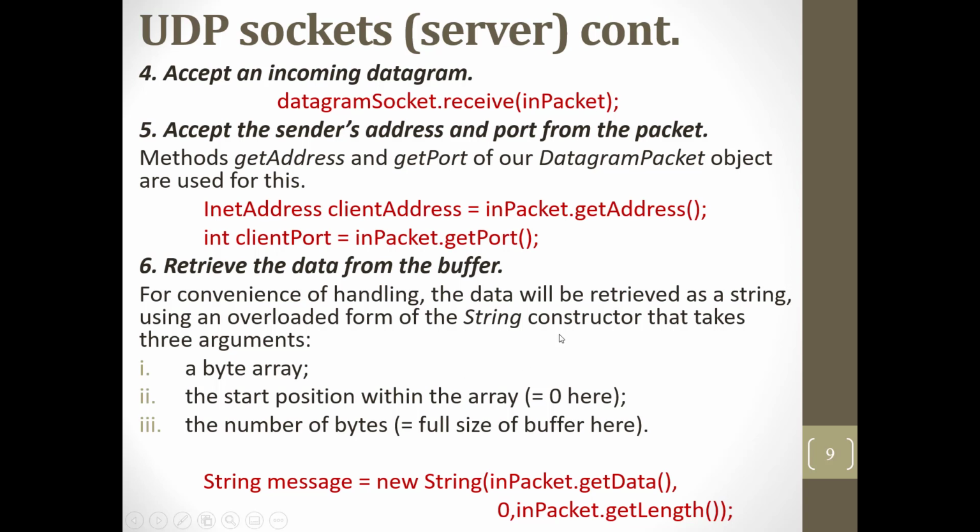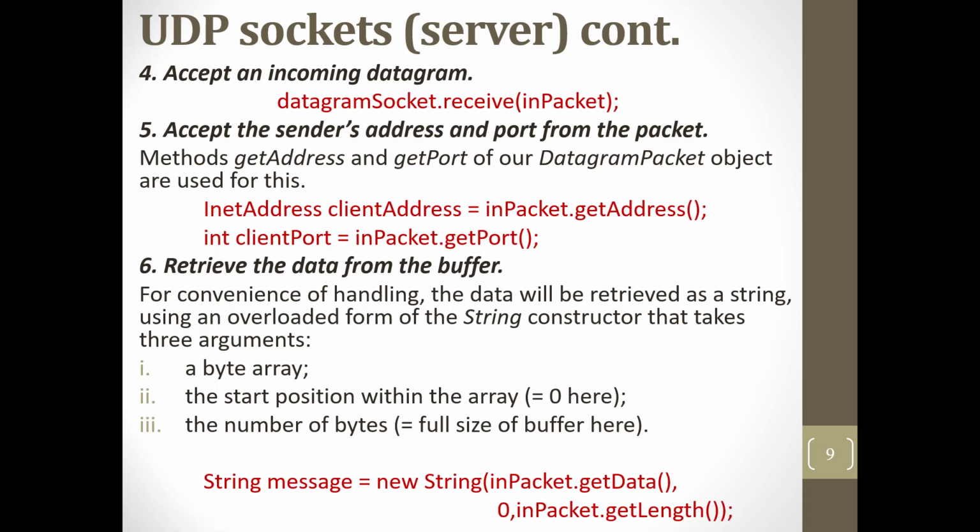Now from the in packet, I am going to get the IP address and the port number. Whatever the IP address is, I am going to store it in the client address, which is the name of an object, and the client port. We are going to save the port number here.